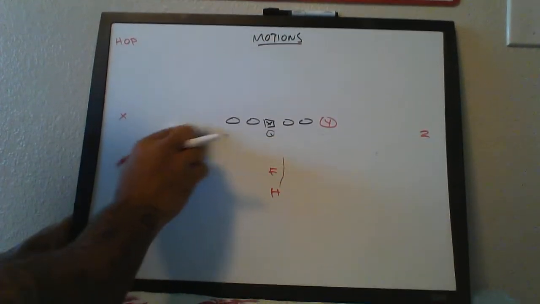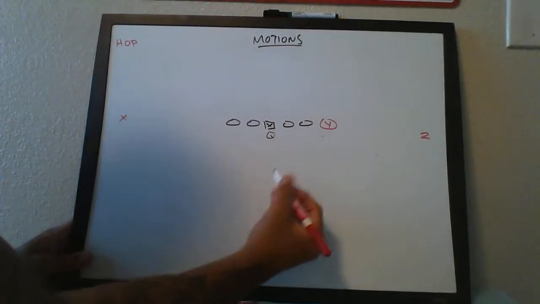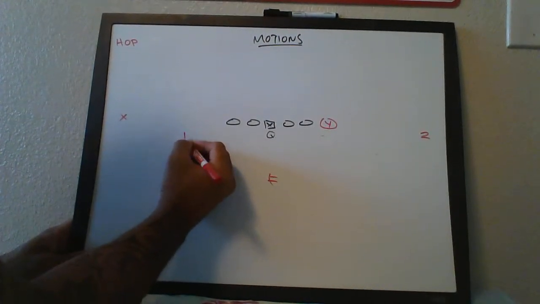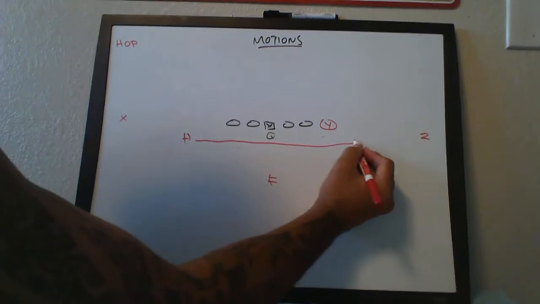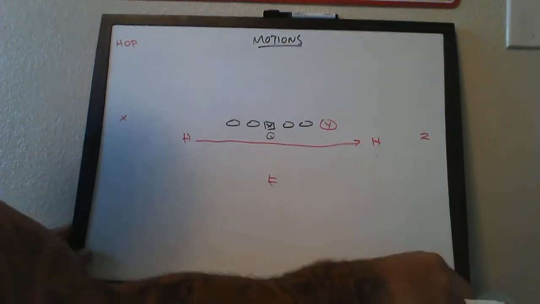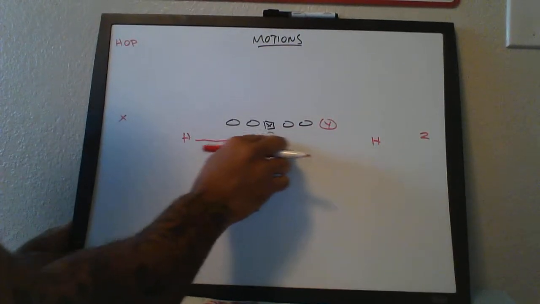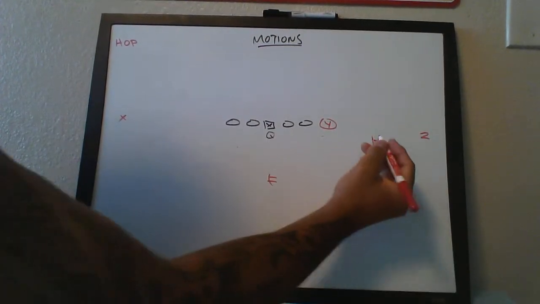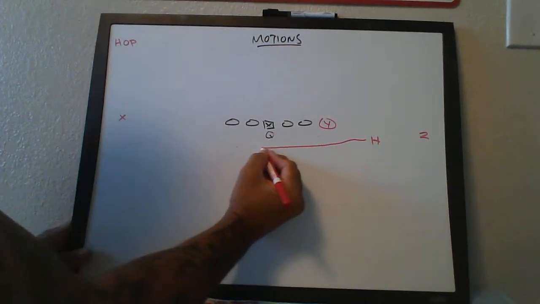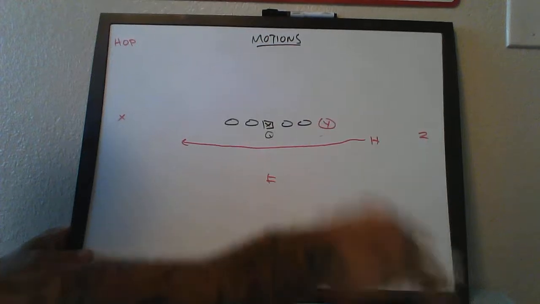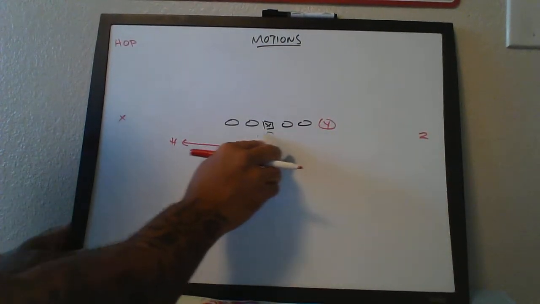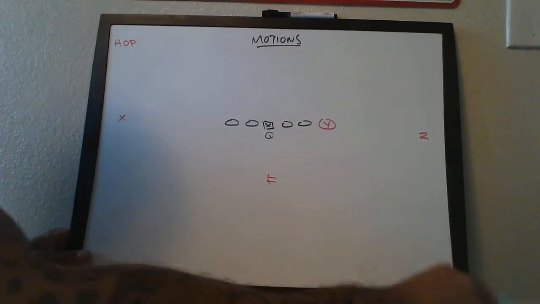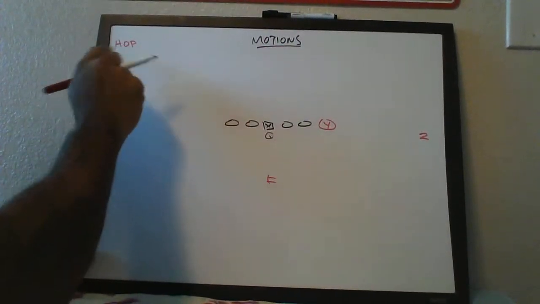We could call an ace right, hop right. So he's going to go in motion into this slot. Or the opposite. We could say trips right, hop left. And he'll end up in the ace formation. Okay? So that's the H-back.